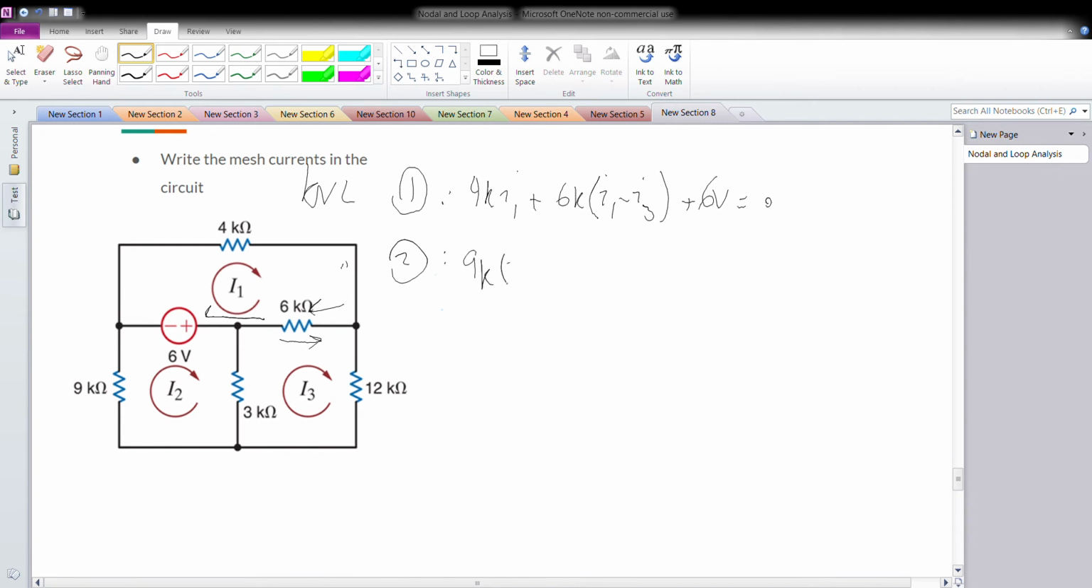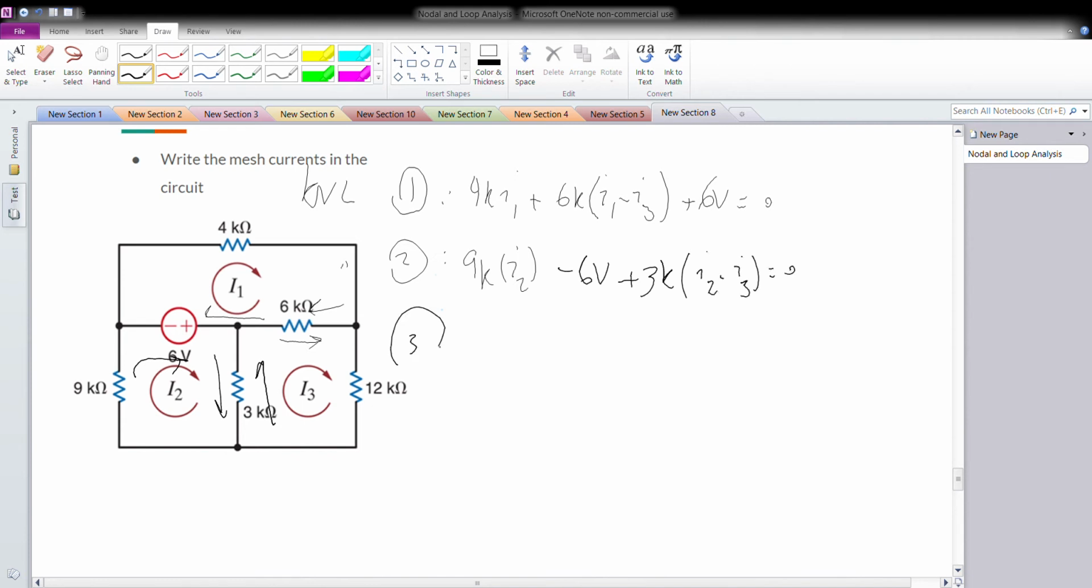For loop 2, I'm going to have 9K times I2 plus, oh, not plus in this case. Again, I'm coming up, I enter the negative side of the 6 volts, so it's actually minus 6 volts. And then plus 3K times, and the 3K is shared between I2 and I3, but because I'm in loop 2, again, they're going in the opposite direction. Because I'm in loop 2, I2 is going to come first. So I2 minus I3 equals 0.